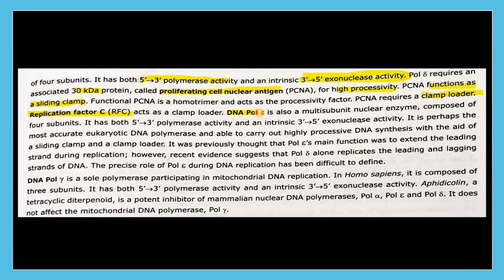Now talking about DNA pol epsilon, it is a multi-subunit nuclear enzyme composed of 4 subunits again, and it has both polymerase activity and proofreading activity. It is the most accurate eukaryotic DNA polymerase and able to carry out highly processive DNA synthesis with the aid of a sliding clamp and loader. So it also requires clamp loaders and a sliding clamp.